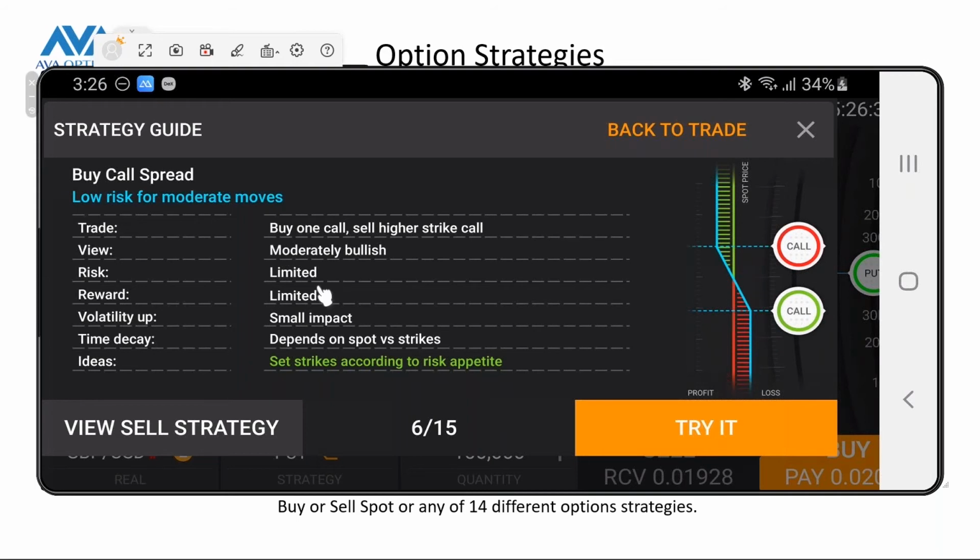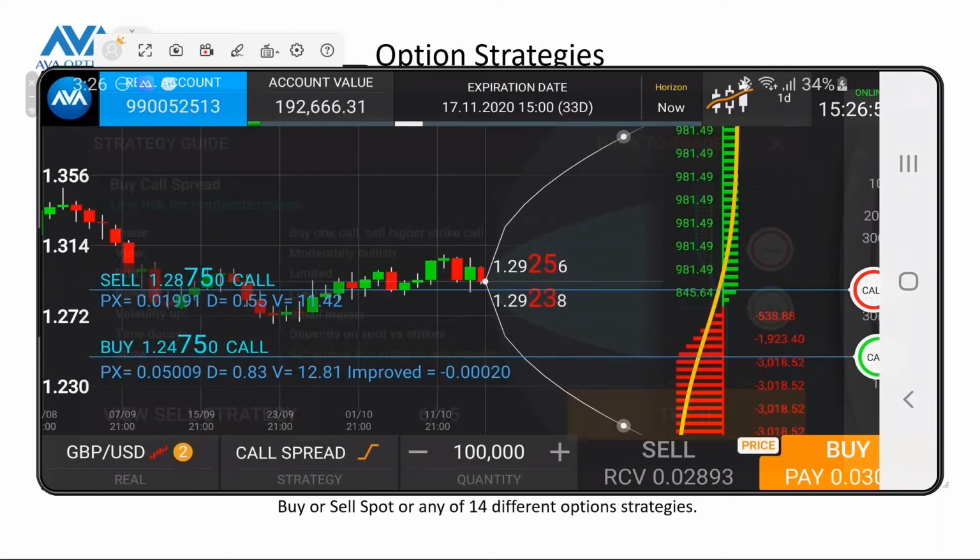The risk is limited, the reward is limited, very small impact on volatility, and time decay. So the change in the value of the options as time goes by is very limited, and it depends on where we are compared to the strikes. You think that looks interesting, you click try it.